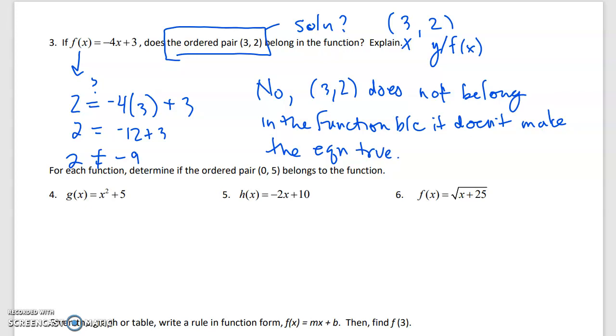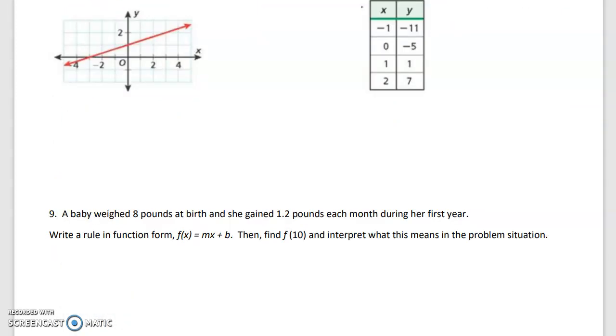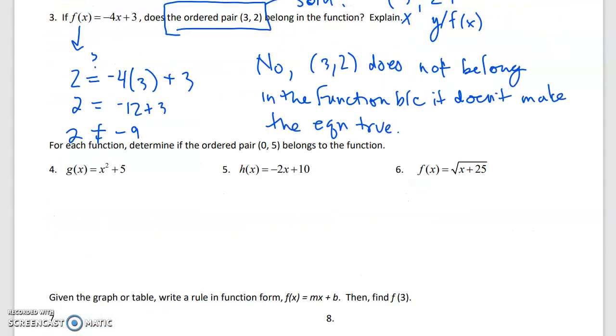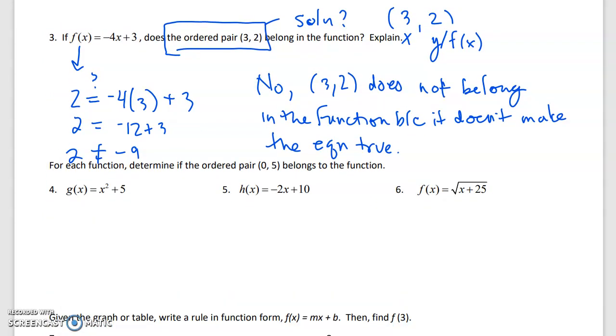All right, so I'm going to ask you to do the rest of these on your own for homework. And let me just go through the directions so that you understand what's happening. So for questions 4, 5, and 6, I want you to determine if the ordered pair (0, 5) belongs to the function. So again, 0 will be the x or the input, 5 will be the f of x or the h of x, the output. And I want to see your math there.